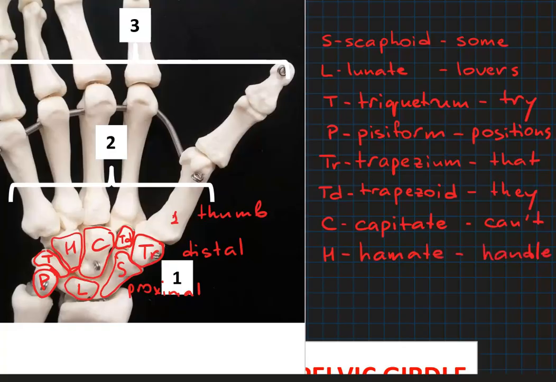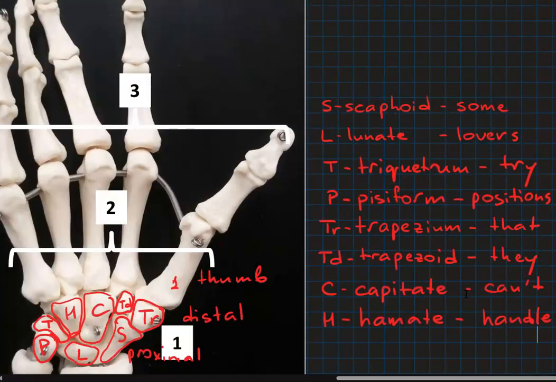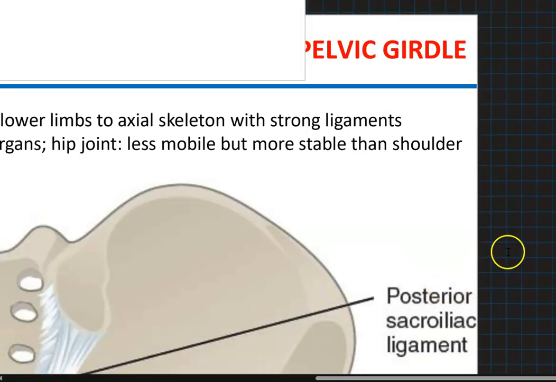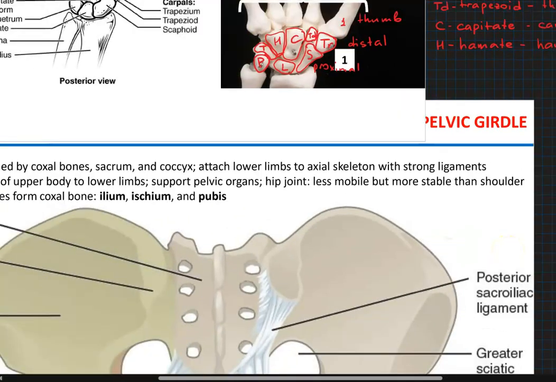Completes the list with the mnemonic rules, some lovers, try positions that they cannot handle. Okay? So these are the carpal bones, remember? Extra credit on the exam. And now we can move to the lower limbs, starting with the pelvic girdle.